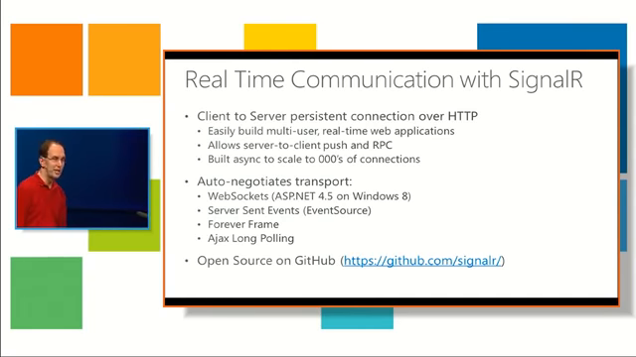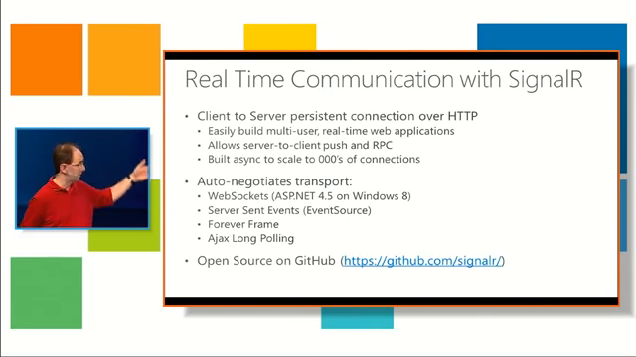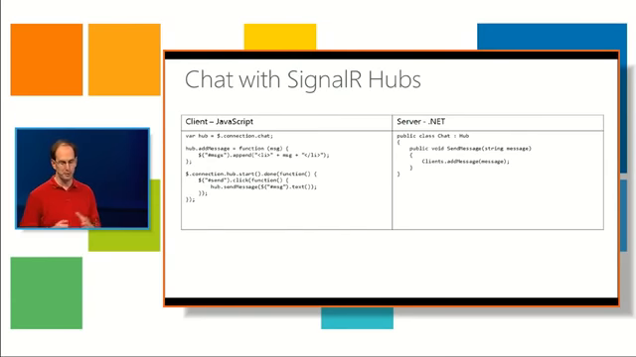SignalR automatically negotiates the transport. So if it's a browser that supports WebSockets, which ASP.NET 4.5 does on Windows 8, it will automatically use WebSockets. At the same time, it can fall back and use either server-sent events, forever frames, or AJAX long polling. So even on IE7, this will actually work. It's open source, and you can download the source from GitHub. It's pretty cool. So let's actually walk through it here.